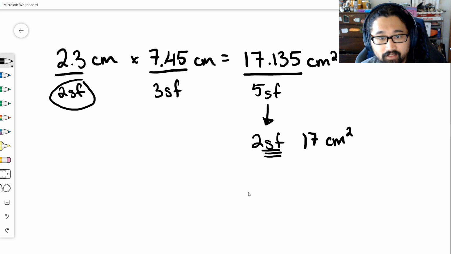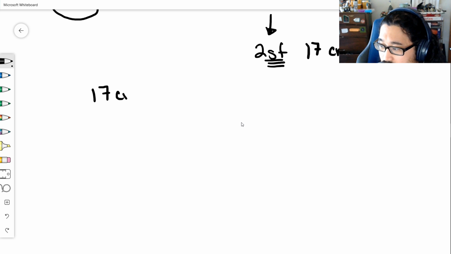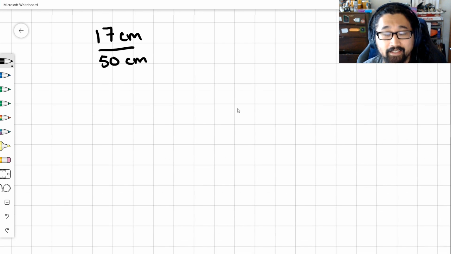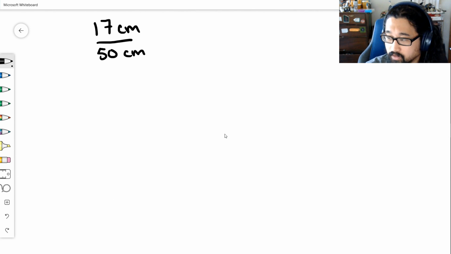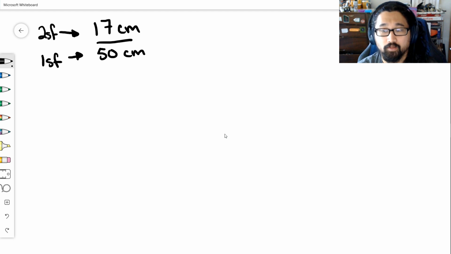All right, one more example that I would like to do is a division. So I'd like to do 17 centimeters divided by 50 centimeters. I'm going to do a slightly different version because this is the Atlantic version of the rule, because there are no decimal places. If I look at the top number, it has 2 sig figs. If I look at the bottom number, it has only 1 sig fig, which means that my answer, after I do all my math, can only have 1 sig fig.